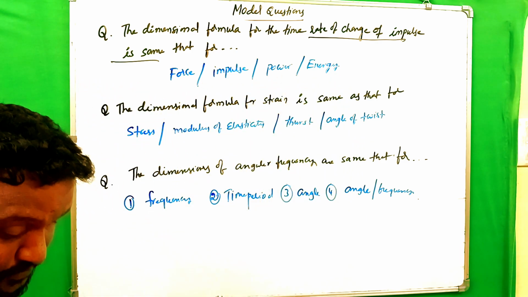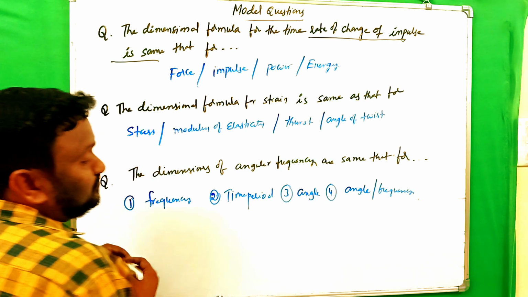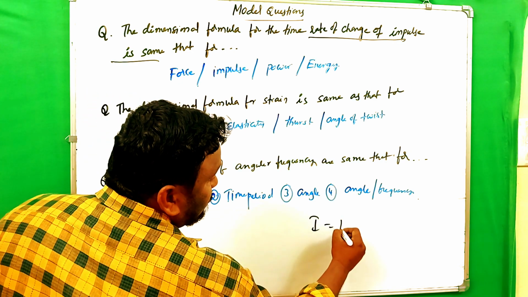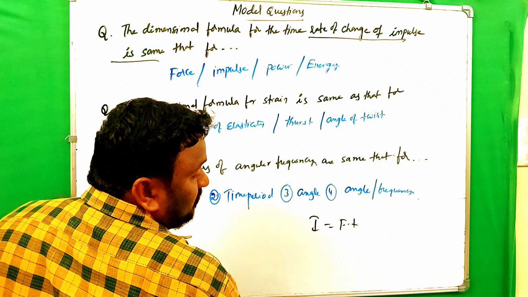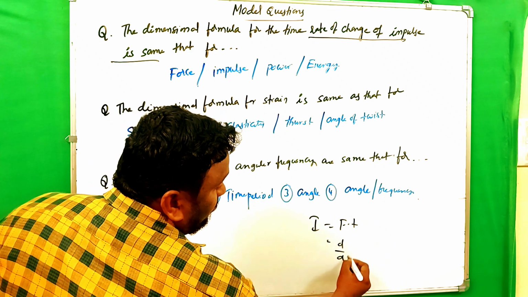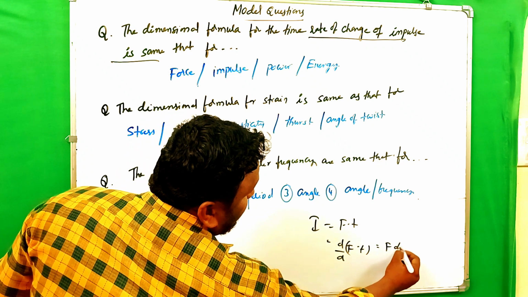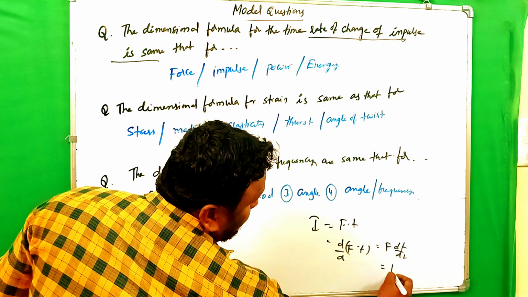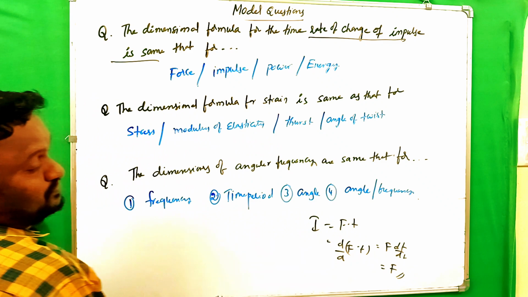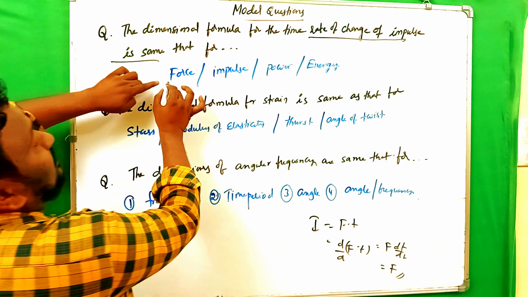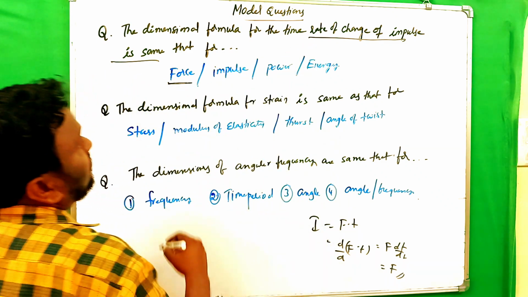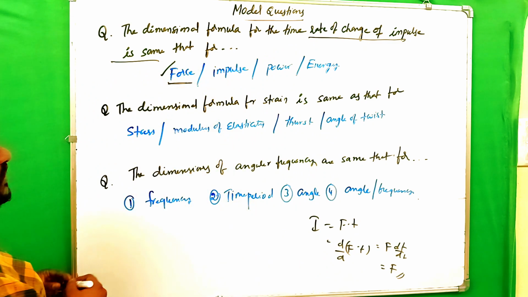Already we know that impulse is equal to F into T. Clear? Then the rate of change of F into T means F into dt by dt, and we get F, force. So that's why the force dimension formula is that of the rate of change of impulse. The first option is the right one.